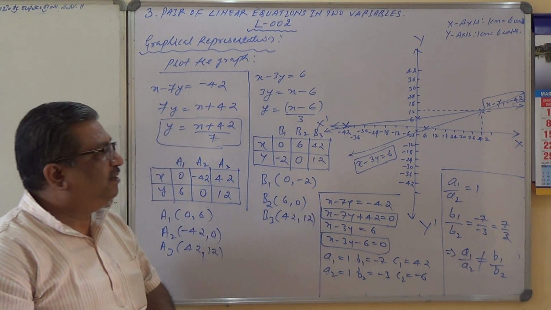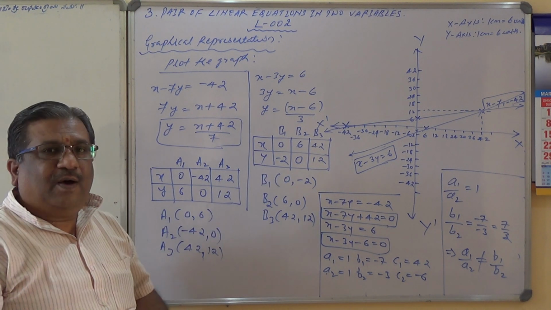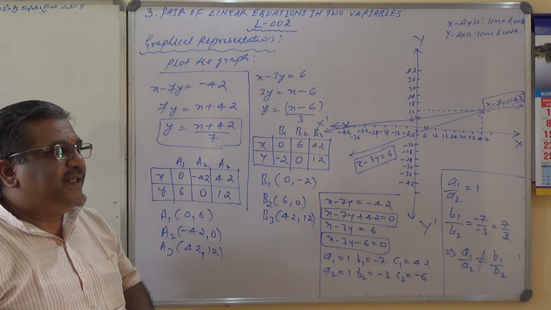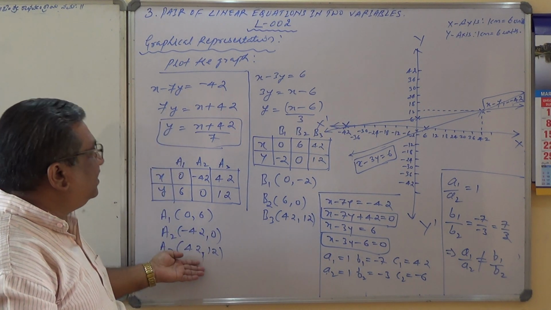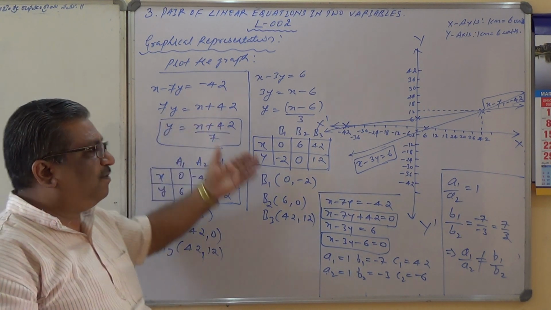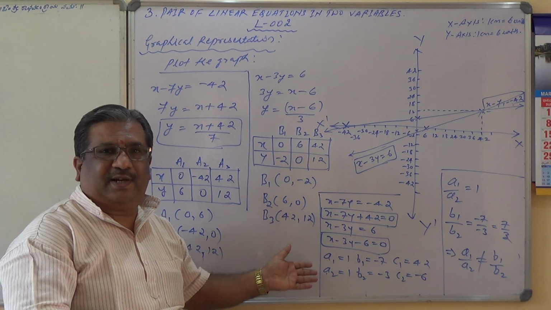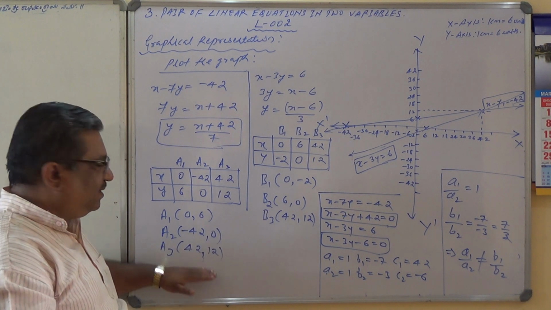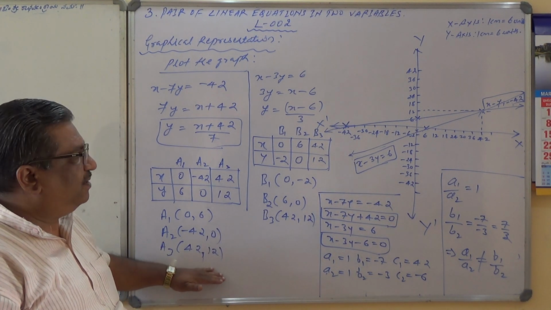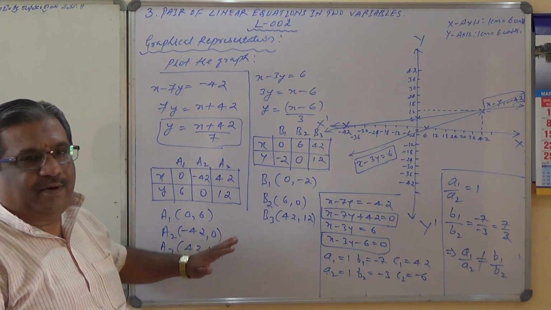I hope you understand the graphical as well as algebraic method. Now, for the algebraic verification, if I substitute these x and y values in the LHS of the equations, you can check both LHS and RHS would be equal. So algebraically also this is the solution, and graphically also this is the solution. I think you have understood this one.